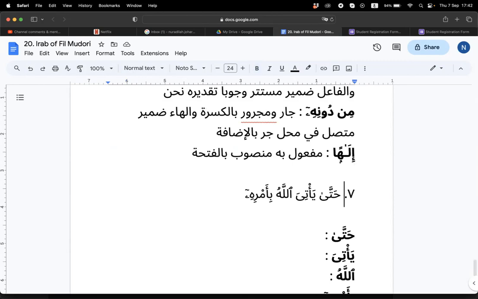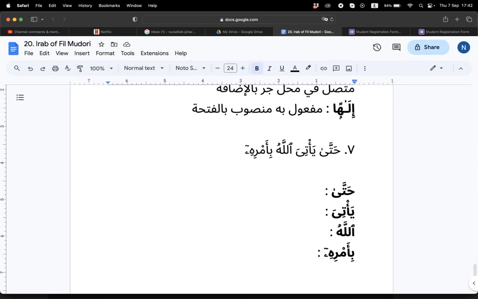Let's continue. Hatta. Hatta is harf of jar, so the next word must be ism majrur, right? But you have ya'tiya. Is this ism? No. Do we have other hatta in another table? You already said lam, lamma, wal fali, that's jazima. What about the nasiba table? An, lan, likai, idan. Hatta, yes, hatta is also in harf nasibah.